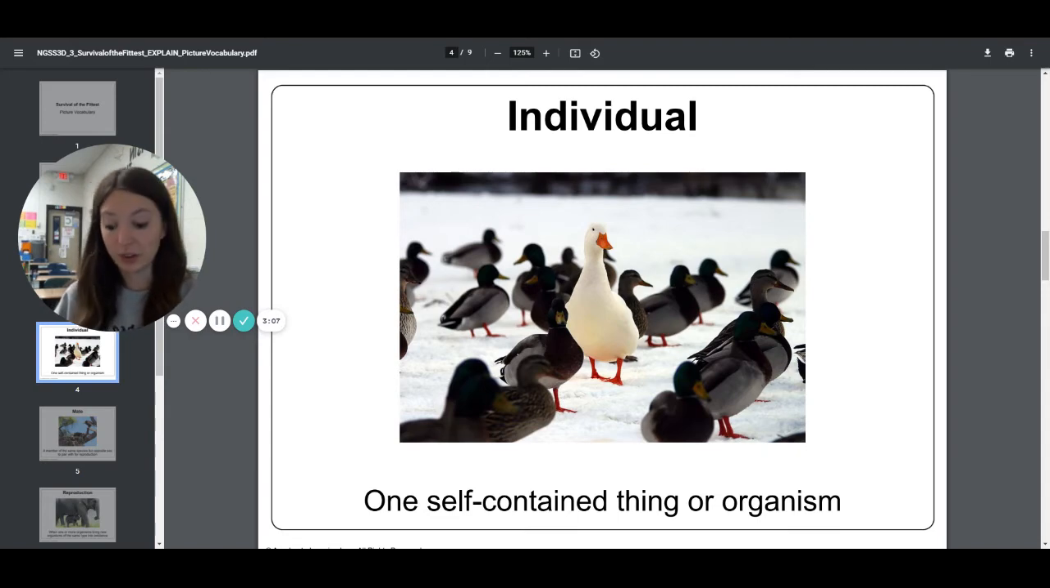So when we're talking about survival of the fittest, individual is an important word because a variation or like a change or a difference in fur color like this or feather color may give one individual an advantage or a disadvantage. So individuals who have variations or differences could be at an advantage, meaning they could be better off, or they could be at a disadvantage.